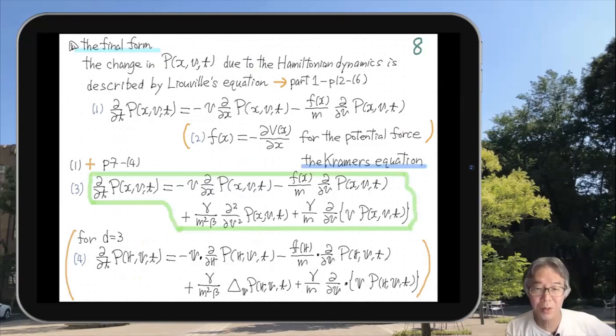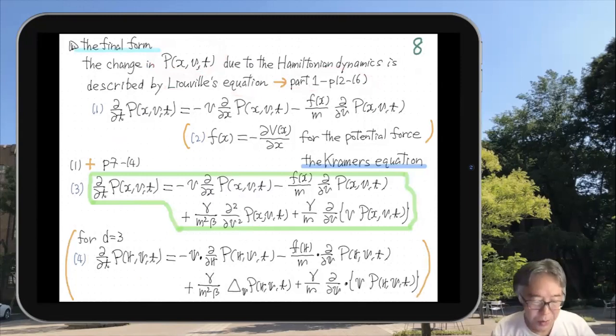Now we can write down the final form of the Kramers equation, but we should recall that we are only considering the effect of collisions, but this Brownian particle, of course, obeys the Newton equation or the Hamiltonian dynamics. So this probability density changes according to the deterministic Hamilton dynamics, but this was already considered back in part 1. So we know that this probability density obeys Liouville's equation.